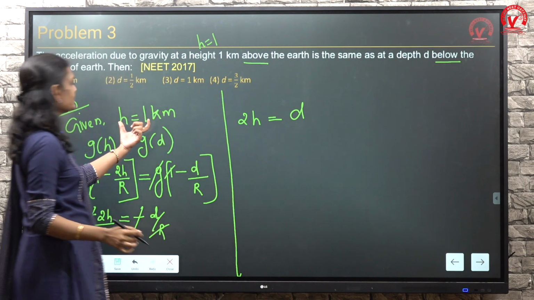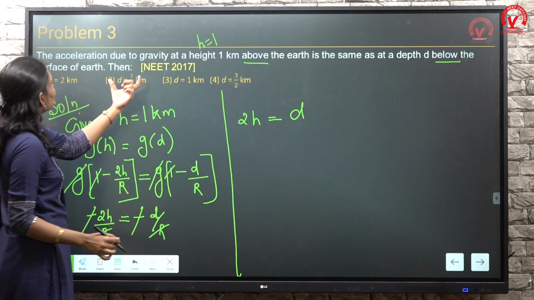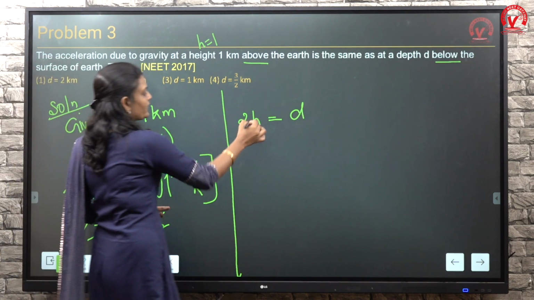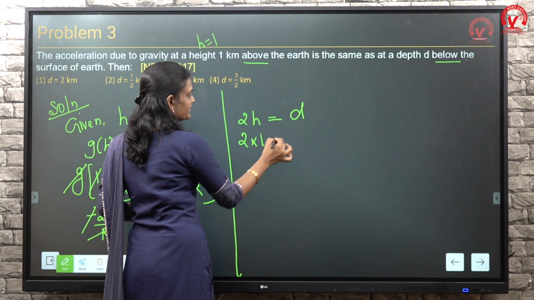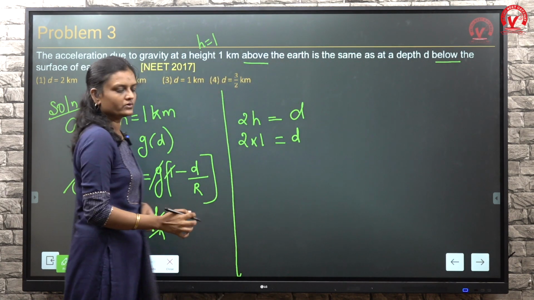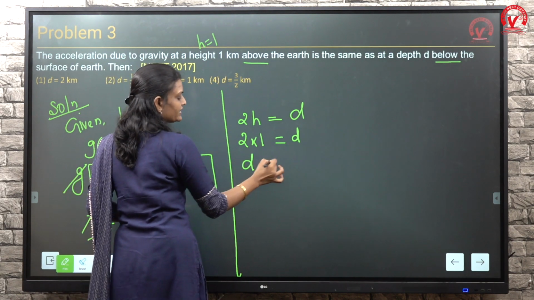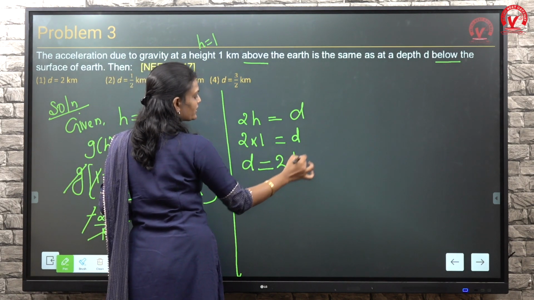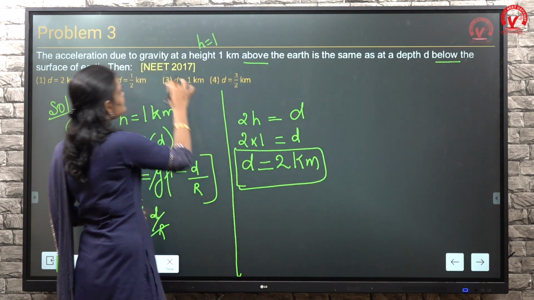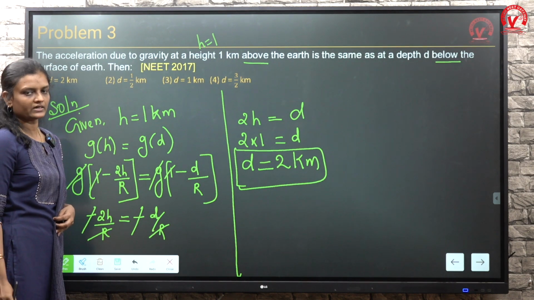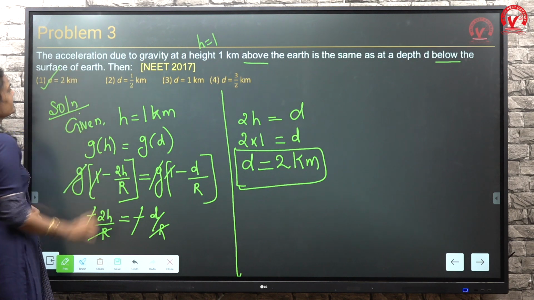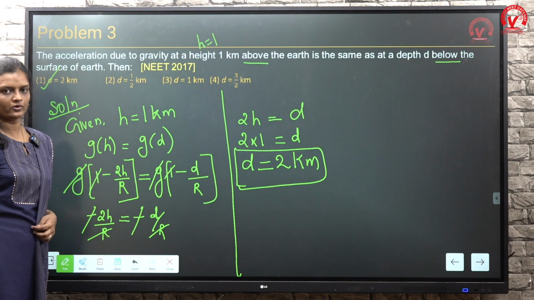The given height is 1 kilometer. So 2 into 1 is equal to d. They are asking for the depth value only, the d value. So we found d is equal to 2 kilometer. This is a very easy question, asked in NEET 2017. So what is the option here? Option 1: d is equal to 2 kilometer.